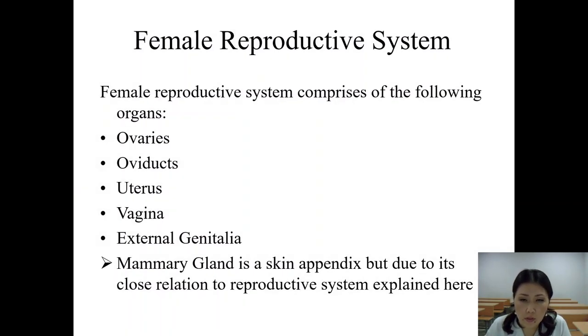The female reproductive system comprises the following organs: ovaries, oviducts, uterus, vagina, external genitalia, and the mammary gland, which is a skin appendix, but due to its close relation to the reproductive system, is explained here.